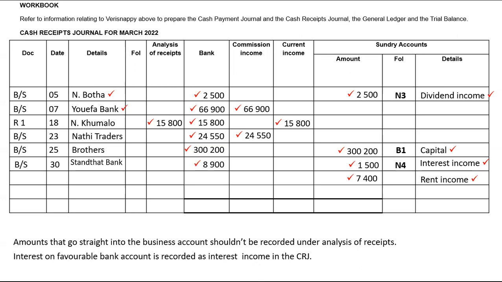If the name was specified, I was going to split it. Like I have split N Numalo because the name was specified for N Numalo. So for N Numalo, we'll simply write N Numalo. And the bank, I will have 12,100. And under current income, I will have 12,100.